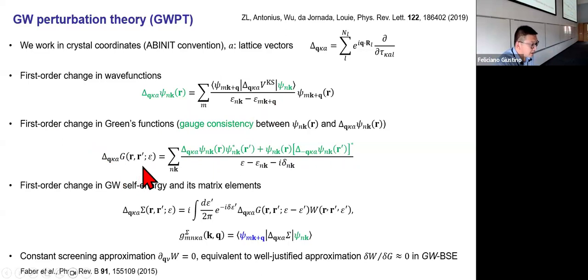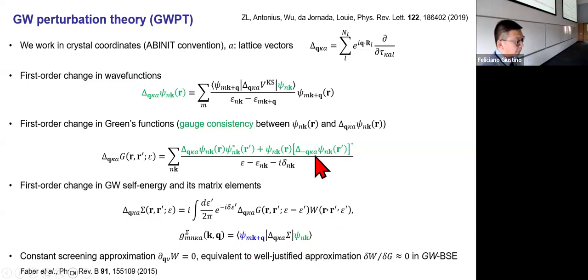And with delta G, we can now construct the change of the GW self-energy operator, delta sigma, which is an energy convolution between delta G and W. And once we have this operator, we can evaluate its matrix elements between any states of interest.